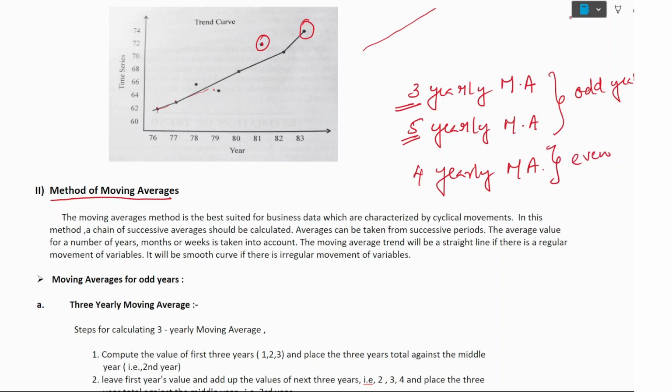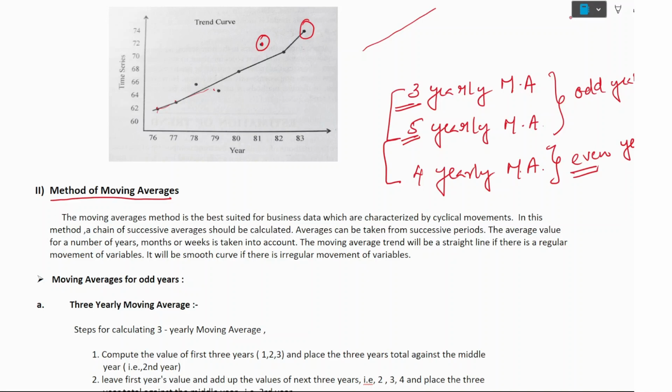This is for even number, that is, even years. We need to learn 3-yearly, 5-yearly, and 4-yearly. These are the common and mostly used methods: 3-yearly moving averages, 5-yearly moving averages, and 4-yearly moving averages. Now you can calculate the 3-yearly moving average for a particular given data. That can be done by the graphical method also, or otherwise in the table method.